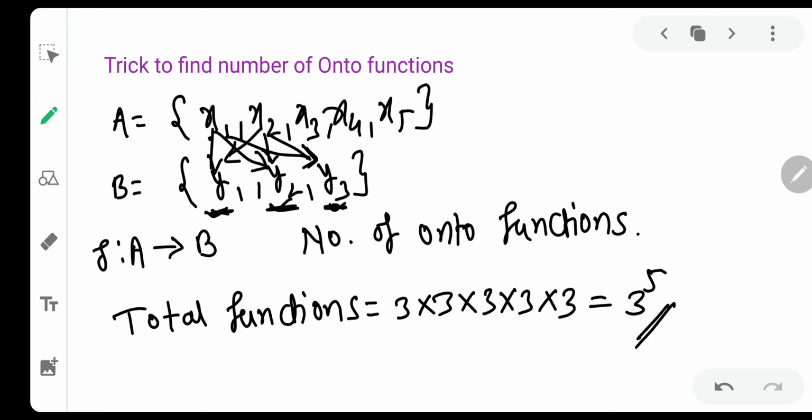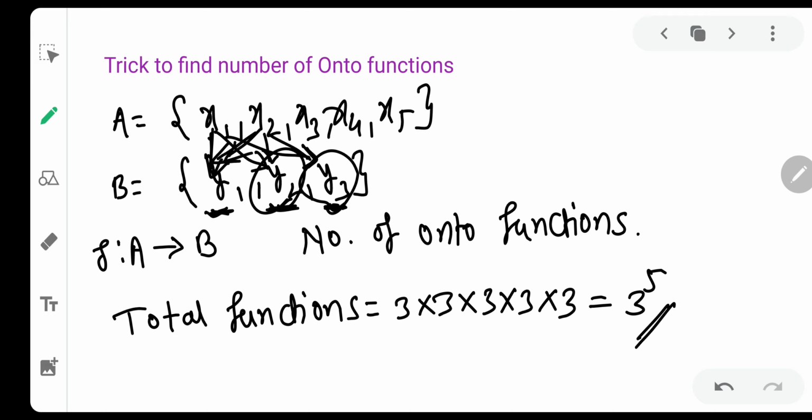Obviously, when I say x1 has 3 possibilities, x1 can go to y1, x2 can go to y1, x3 also can go to y1, x4 also can go to y1, and x5 also goes to y1. Suppose all the 5 elements from A go to y1, what will happen? y2 and y3 will remain and they will be left behind. Hence, it will not be an onto function. Sometimes it may also happen that x1 and x2 go to y1, x3 and x4 go to y2, and x5 also goes to y1. So y3 will be left behind and then it won't be an onto function.